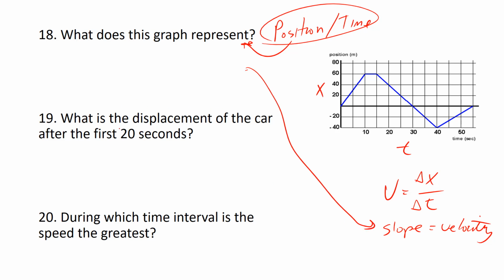So this is probably the answer here, but if they asked you for slope, then that would be your answer. What's the displacement of the car during the first 20 seconds? Well, this is a position-time graph. I can just go ahead and read off from 20 seconds. During 20 seconds, you went up 60, and then you came back down 20. So from start to finish, you went 40 meters forward.